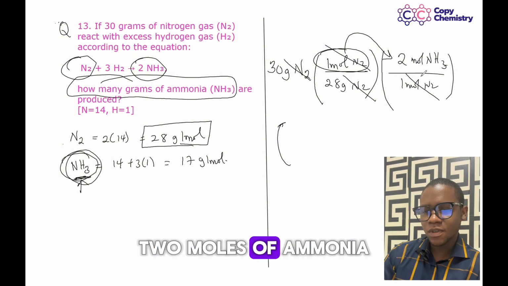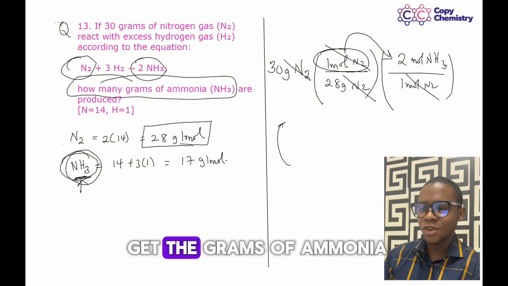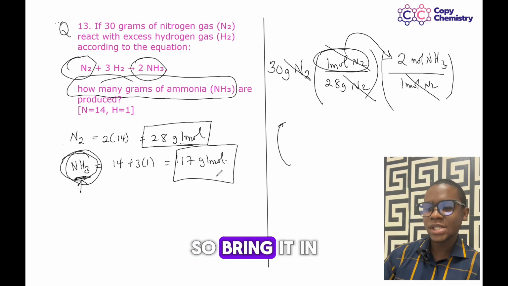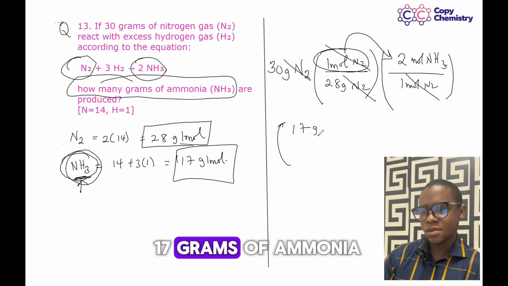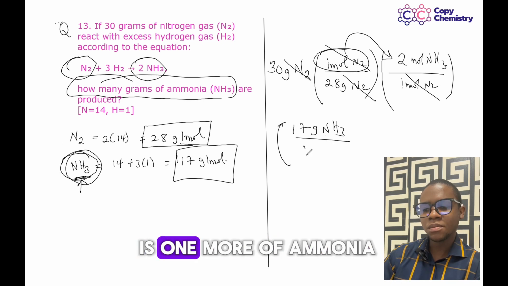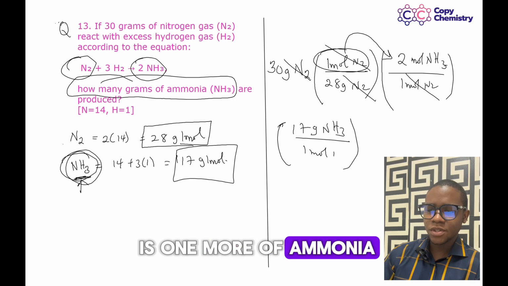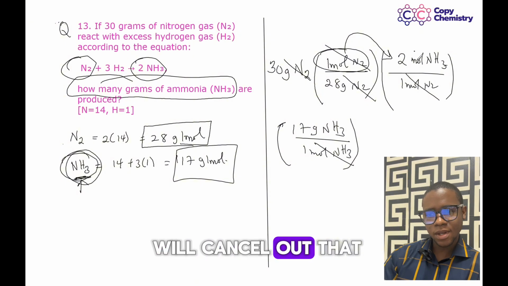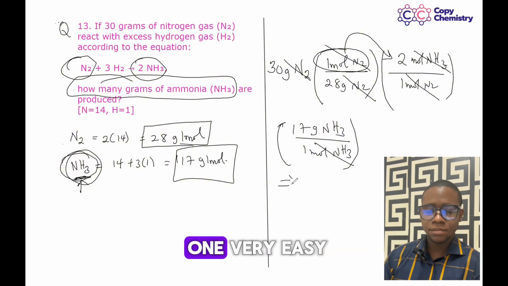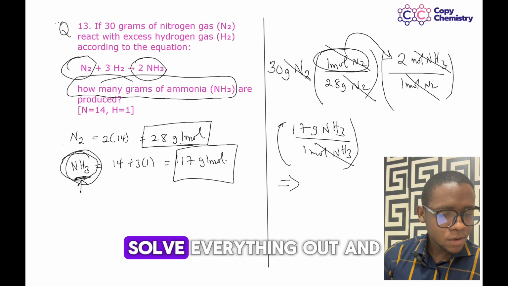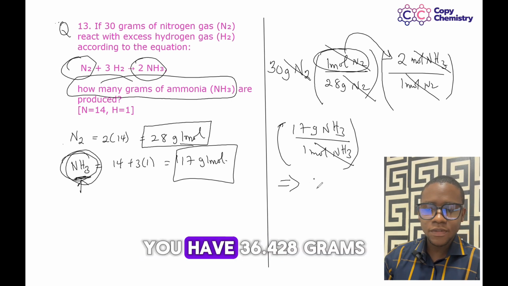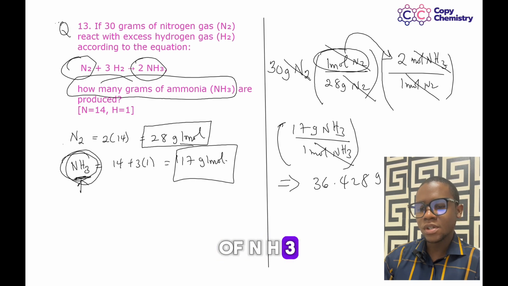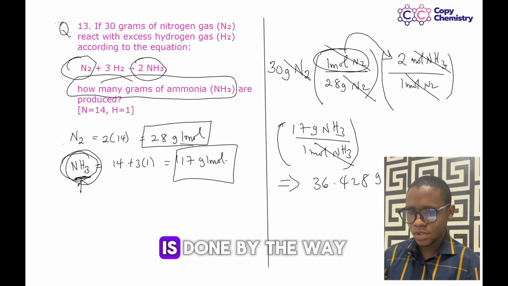So where are we now? 2 moles of ammonia, and we have to get the grams of ammonia. This relates moles and grams, so bring it in. 17 grams of ammonia is 1 mole of ammonia. Should I have flipped it the other way? No, because this mole should cancel out that one. So you see, very easy. Solve everything out and do your division. You would have 36.428 grams of NH3. So you see how this stuff is done.